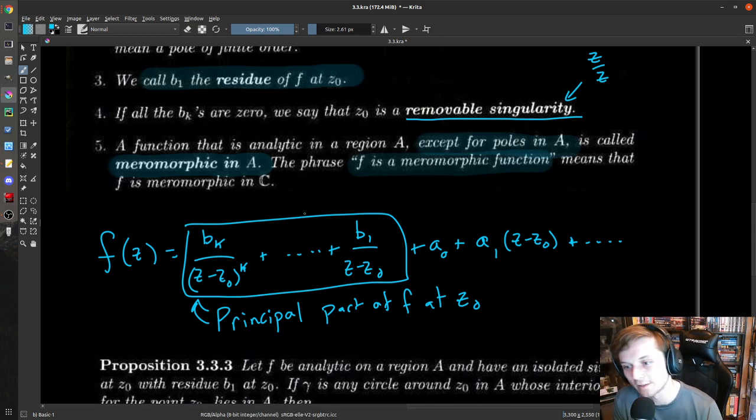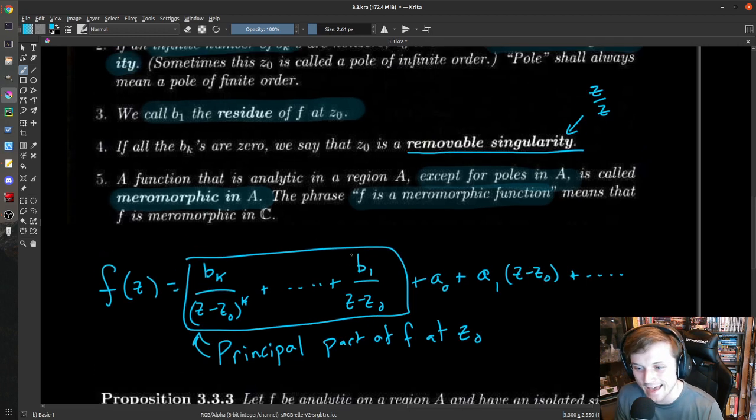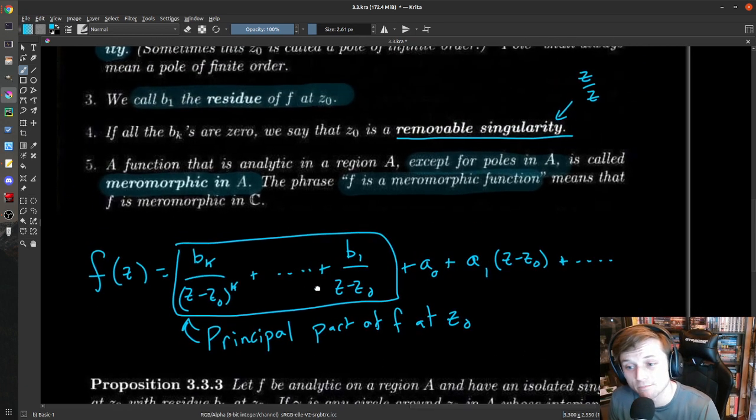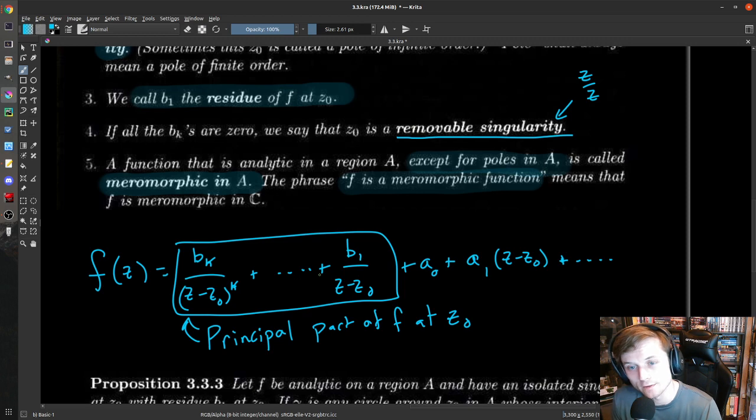If you just had this chunk, like b_1 over (z minus z0), a pole of order 1, a simple pole, it's not that singular. Whereas if you have an essential singularity, it's as singular as it could possibly be. This is just intuitive jargon I'm throwing around right now. But why is this the right way to think about it? And what do residues mean? What does all of this mean?